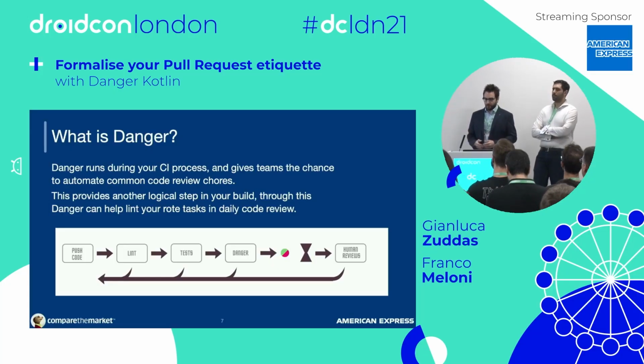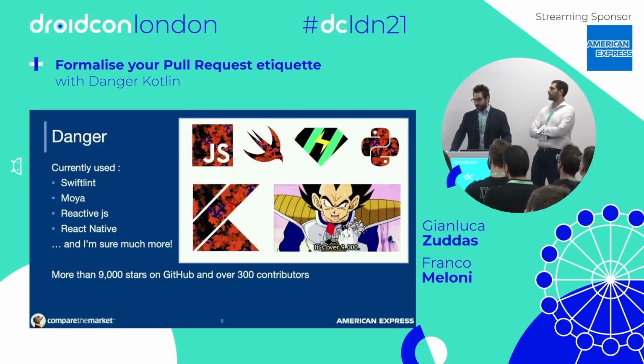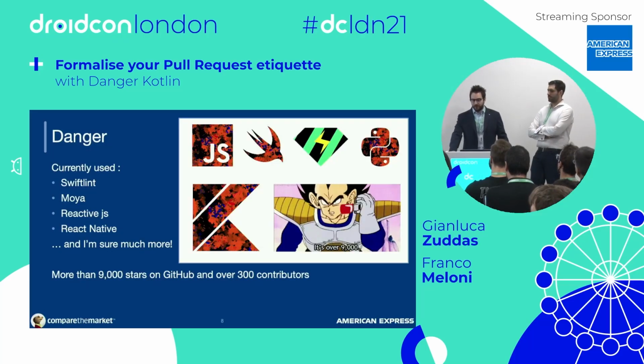Danger is a customizable open source tool which runs as part of your build. It's like a new logical step in the build. And it allows you to define all the checks that you usually do manually and automate them. As said, it's an open source project. It's used by many other open source projects like React Native, React.js, SwiftLint, etc. And it's available in different languages: JavaScript, Swift, Python, Rust, Ruby, and of course, Kotlin.